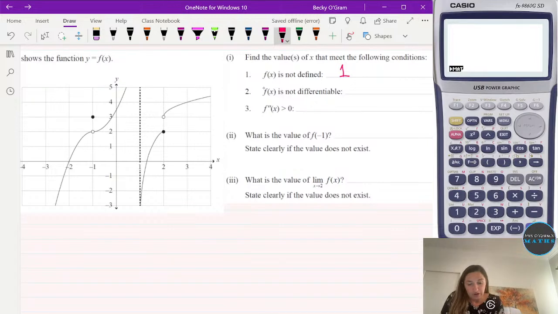Then we're looking for where f of x is not differentiable. It's not differentiable where we couldn't define the graph. It's also not differentiable anywhere that there's a break or a sudden kink to the graph. So we have a break just here at -1. We have the break here on the asymptote, and we have a break here at 2. So we have -1, 1, and 2.